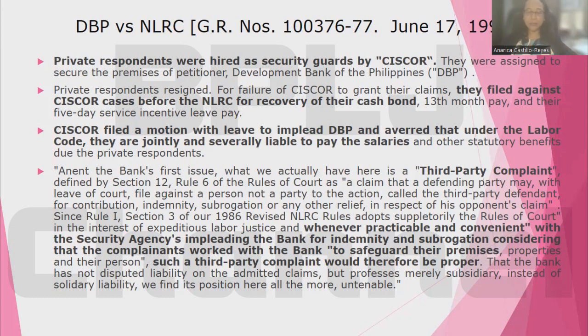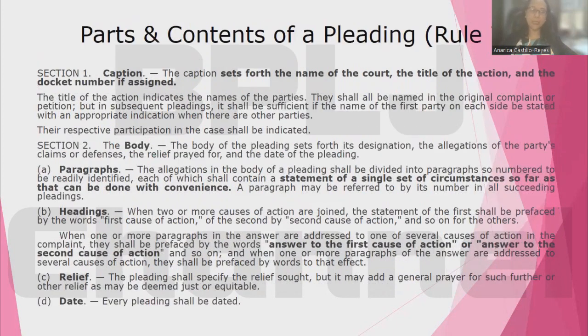That the bank has not disputed liability but professes merely subsidiary instead of solidary liability. Okay. Now we go to the parts and contents of a pleading under Rule 7.